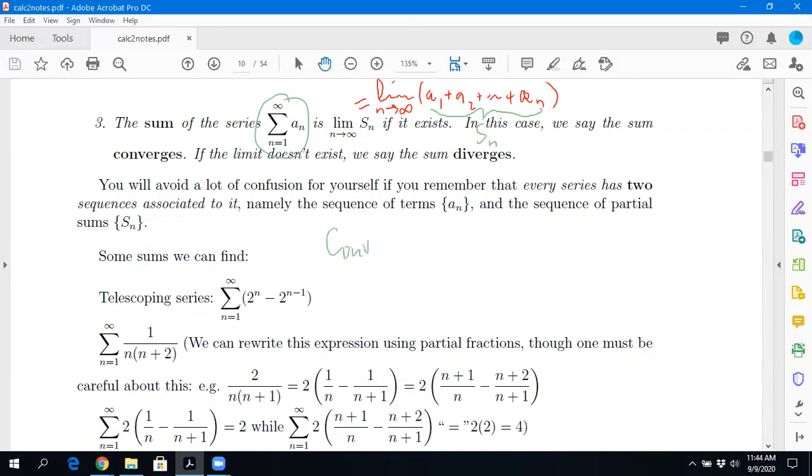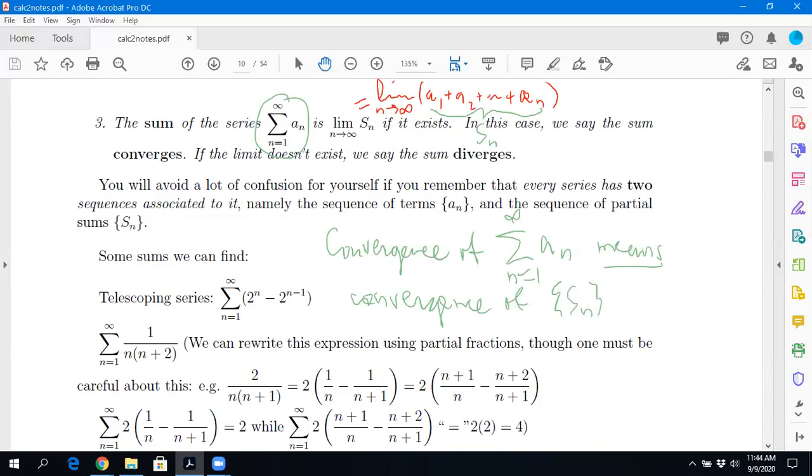So convergence of the series n going from 1 to infinity of an means convergence of what? Convergence of Sn, where what is Sn? Sn is just a1 plus a2 plus dot dot dot plus an. Okay? These things are one and the same. Convergence of that series means convergence of that.